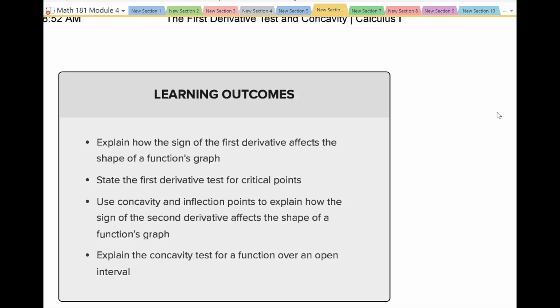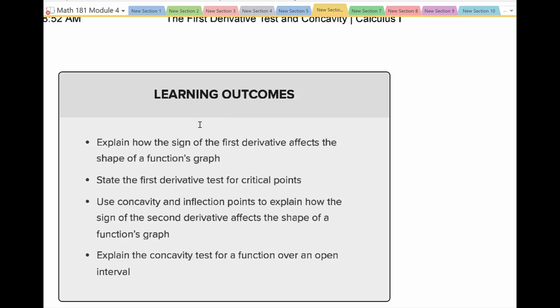This overall section is talking about the derivative and shape of a graph, and this first part of the section is called the first derivative test and test for concavity. So the first derivative test, well, let's go through these outcomes first.